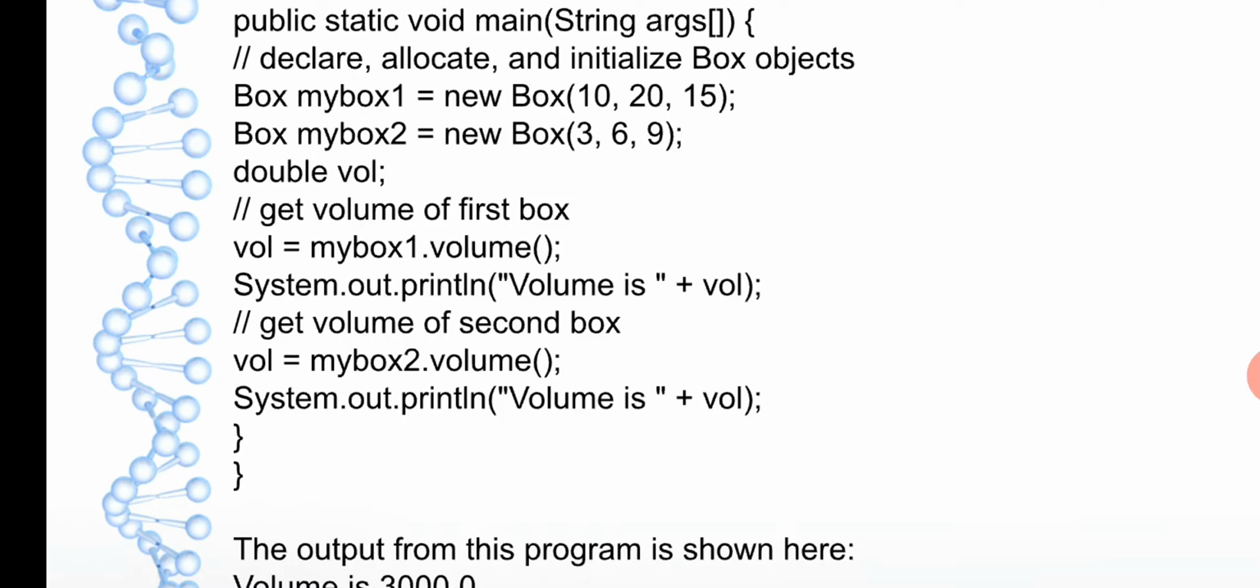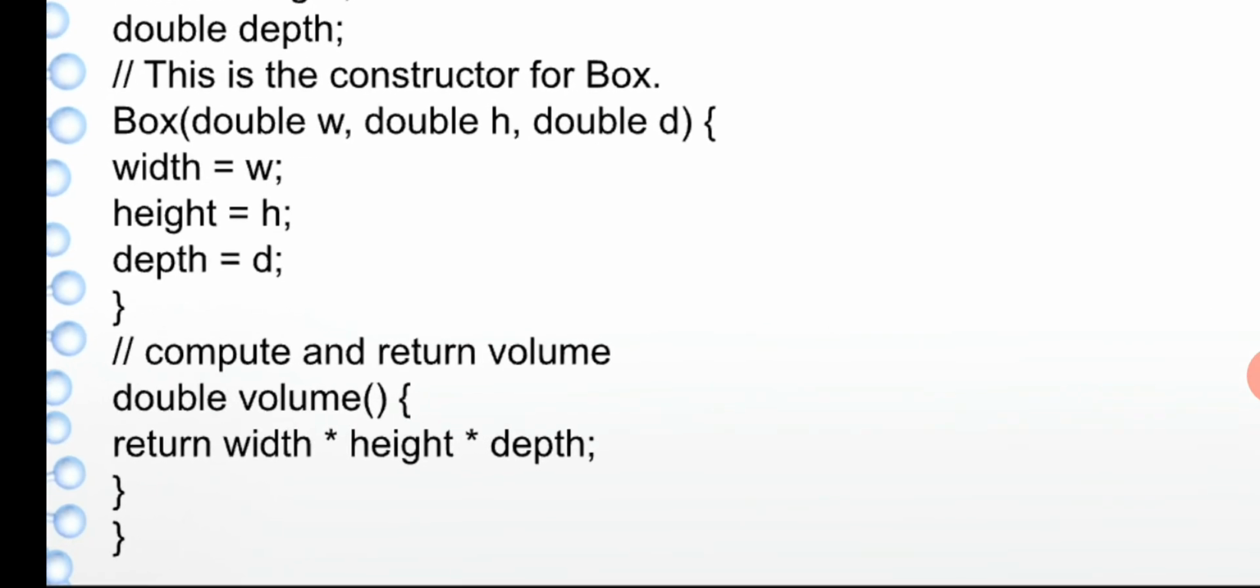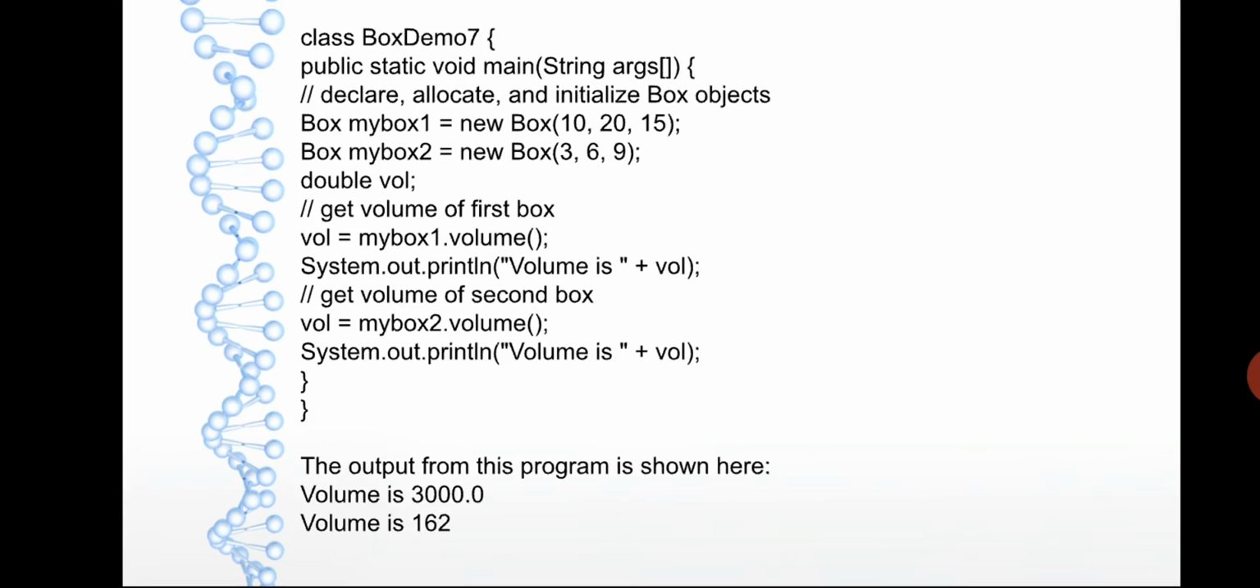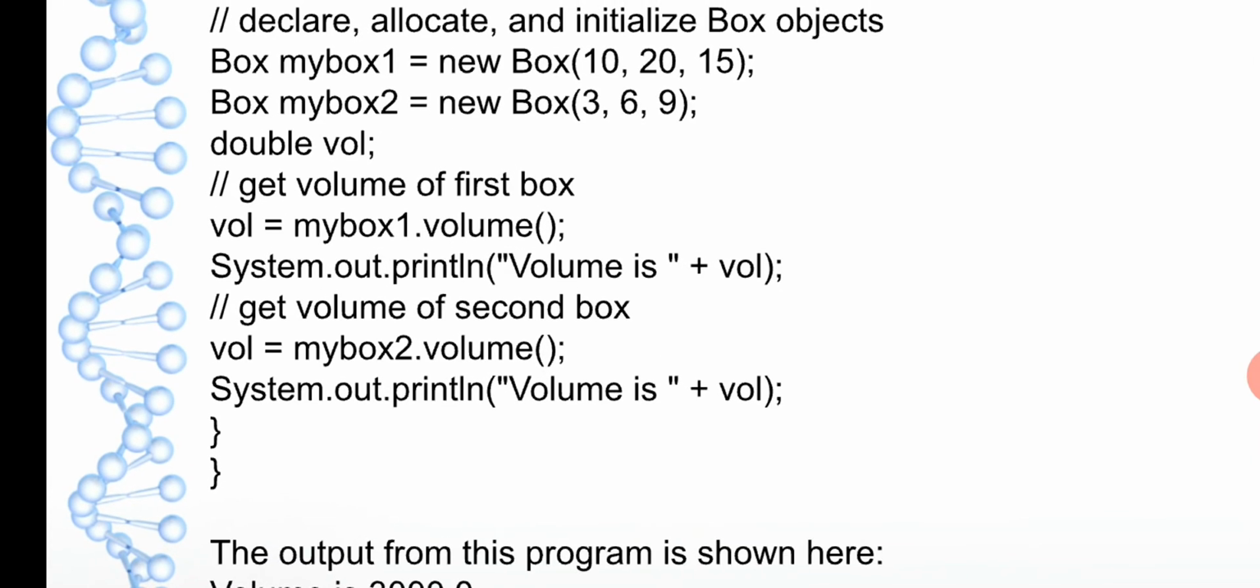Now VOL equals myBox1.volume. What happens? Using the first object, you are going to call the volume method. So what is the value initialized using the first object? That is 10, 20 and 15. So the values of height, width and depth will be 10, 20 and 15. From the volume method you are going to return the calculated value of 10 into 20 into 15 for myBox1, the first object.